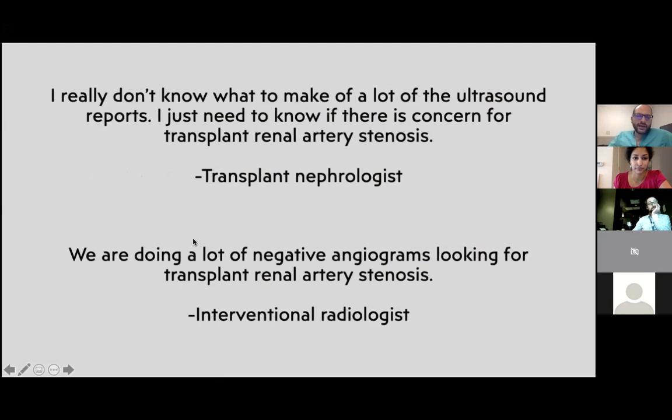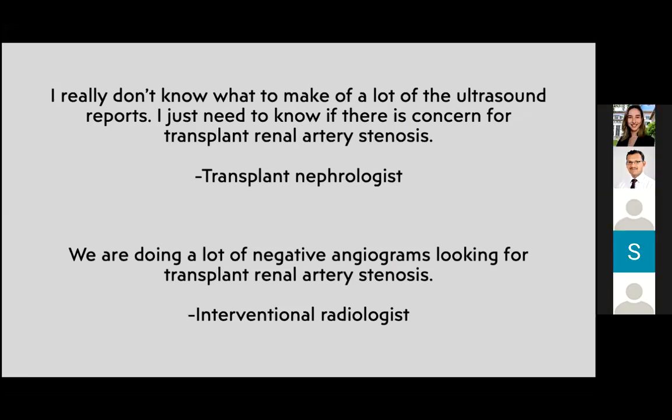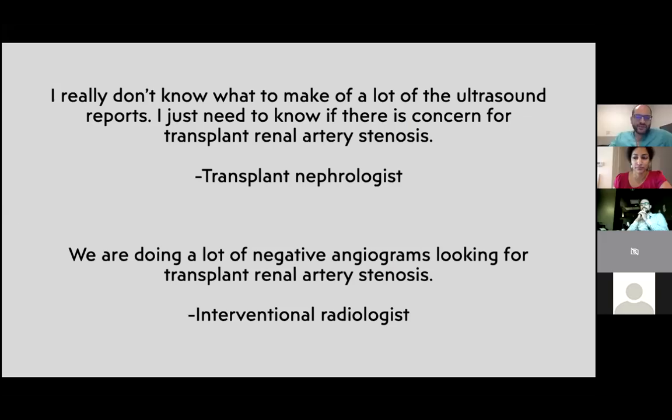So here are a couple quotes, one from a transplant nephrologist, one from an interventional radiologist that was here at UC Davis. And these are real quotes here. The transplant nephrologist just said, "I really don't know what to make of a lot of the ultrasound reports. I just need to know if there is concern for transplant renal artery stenosis." So this is one of the first conversations I had when I arrived at UC Davis. I had a conversation with the head of the transplant nephrology group, and this is what he told me. When I spoke with the interventional radiologist, he said, "We are doing a lot of negative angiograms looking for transplant renal artery stenosis." So you can see that there were problems.